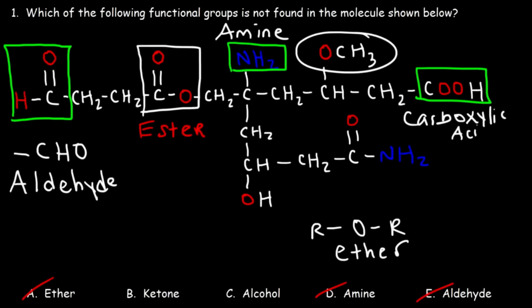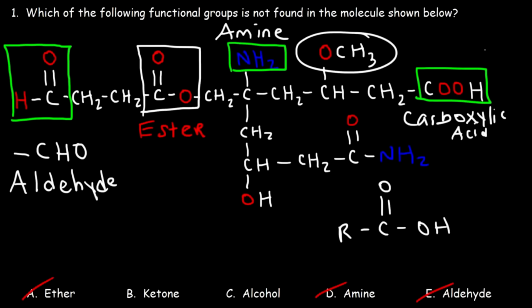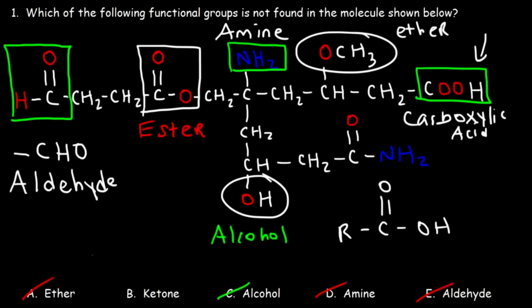which if you write it out, it will look like this. You have an R group, and then you have a carbon, which is double bonded to an oxygen, and it has an OH. So that's a carboxylic acid, and this is an ether. Now the carboxylic acid is not listed as an answer, so we don't have to worry about that. Next we have this OH, which is an alcohol. So C is eliminated, which means that B is the right answer.